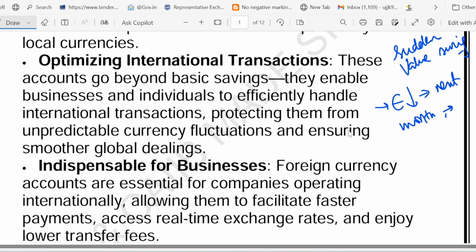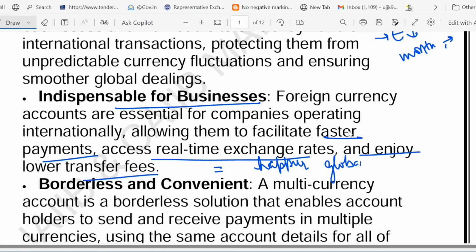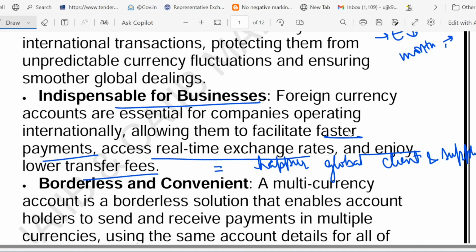And this foreign currency account is indispensable for businesses. Why? Because it ensures faster payment, real-time exchange rate, and lower fees. All these factors mean your global clients and suppliers are happier. For example, a UK designer working with a client in Japan can invoice in yen directly, avoiding conversion delay and extra charges. That is why it is indispensable for business.